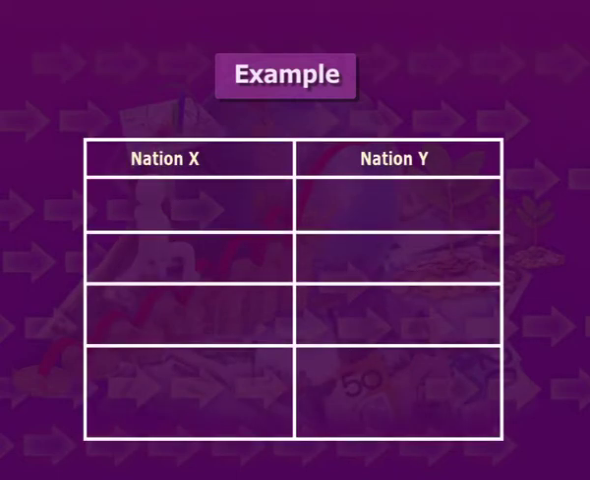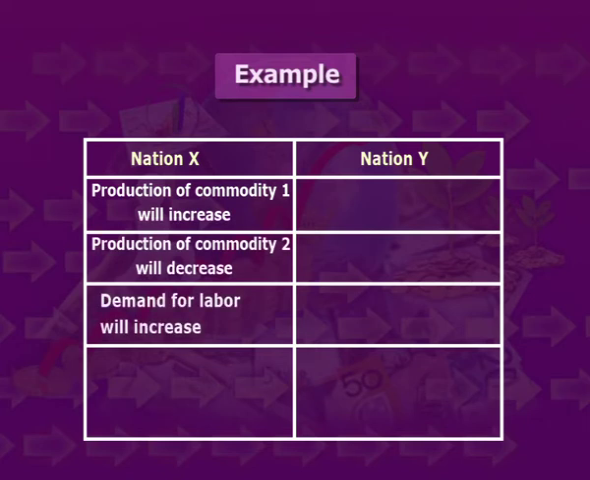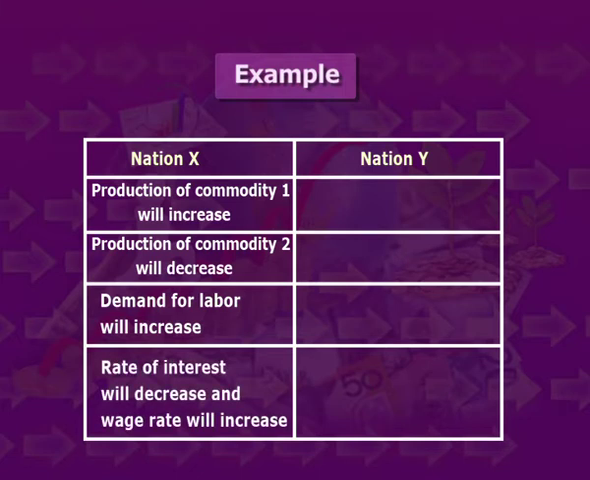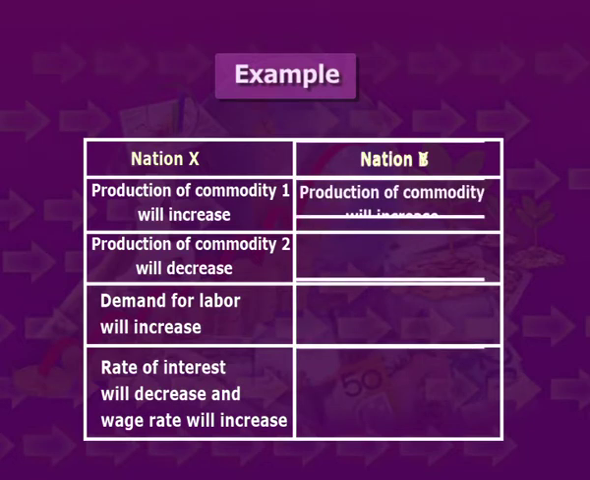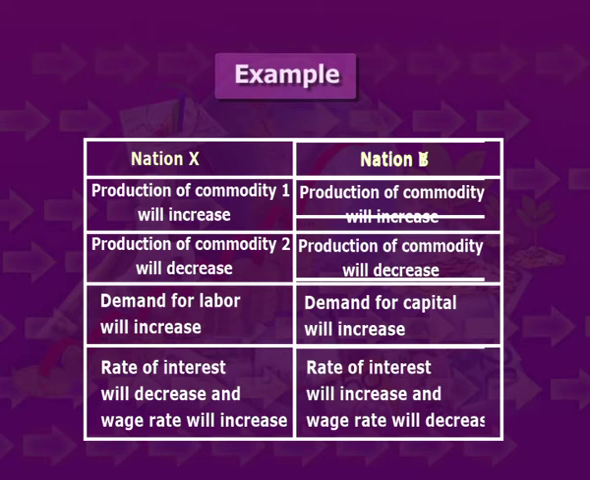After having trade with nation B, nation A will specialize in commodity X. Nation A increases the production of X and therefore demand for capital will increase, which in turn raises the rate of interest. The relative demand for labor declines, causing the wage rate to fall. After having trade with nation A, nation B will specialize in commodity Y. Nation B increases the production of Y and therefore demand for labor will increase, which in turn raises the wage rate. The relative demand for capital declines, causing the interest rate to fall.